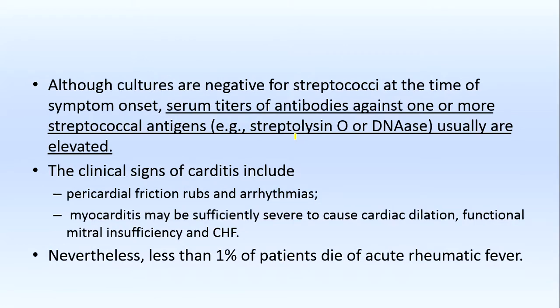By the time the symptoms develop, the cultures become negative. However, serum titers of antibodies against streptococcal antigens, such as streptolysin O or DNase, are elevated. The clinical signs of carditis include pericardial friction rubs and arrhythmias, and myocarditis may be sufficient to cause cardiac dilation, functional mitral insufficiency, and congestive heart failure. Less than 1% of the patients die of acute rheumatic fever.